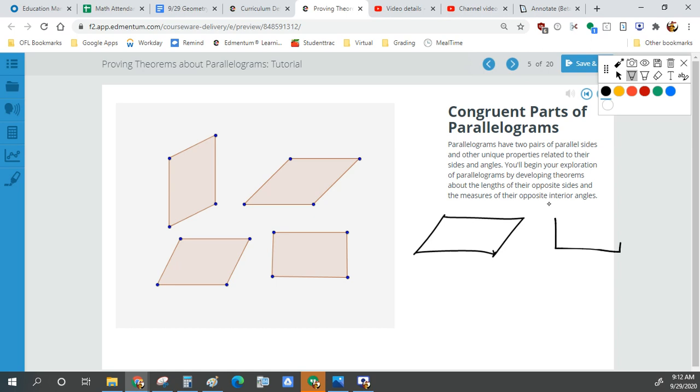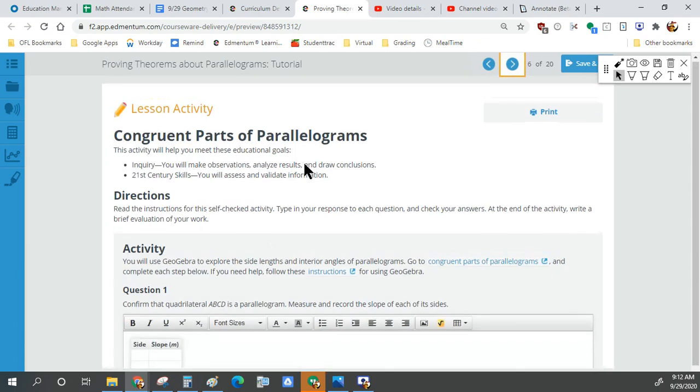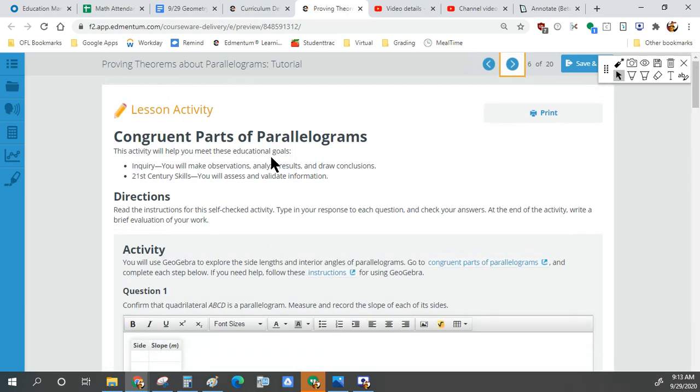There's rectangles. So all rectangles are parallelograms, but not all parallelograms are rectangles. And then there's squares. So all squares are rectangles, but not all rectangles are squares. It's like a very weird hierarchy. I don't know if it gets into it here, but I know a lot of geometry classes do that. So let's get into parallelograms.